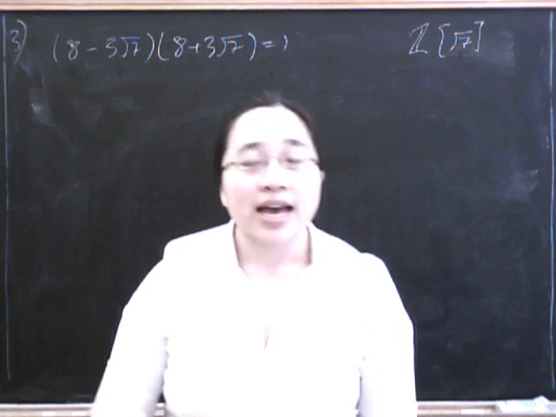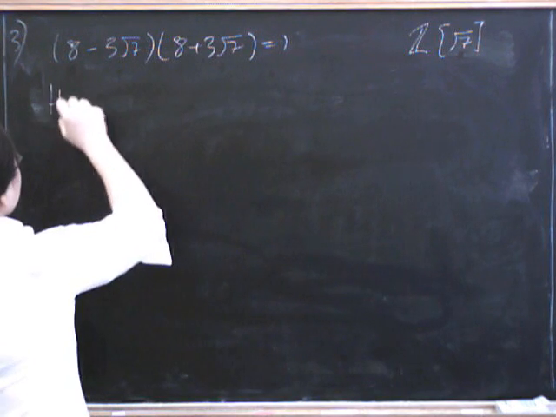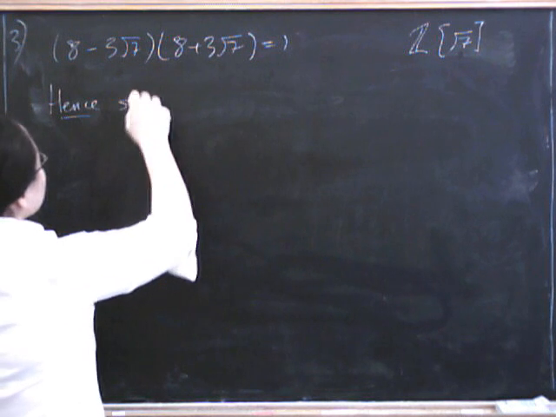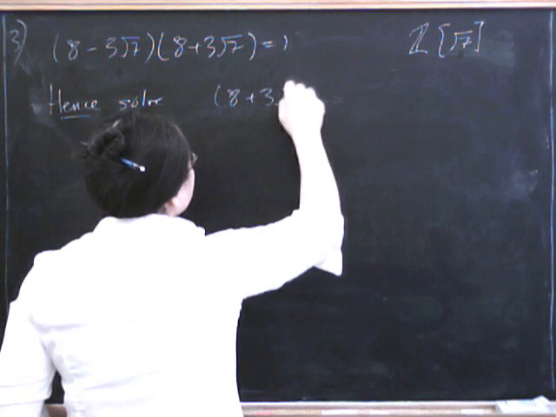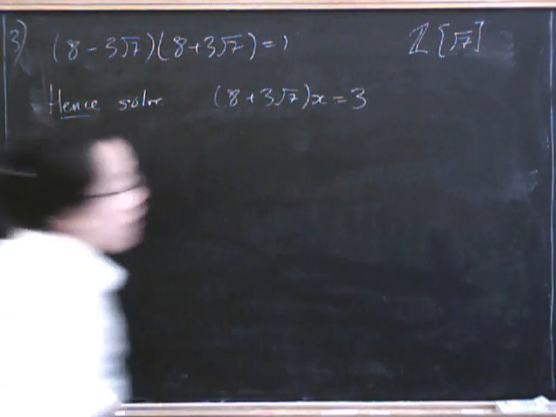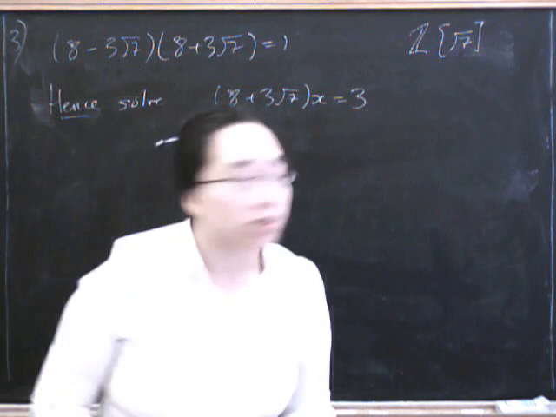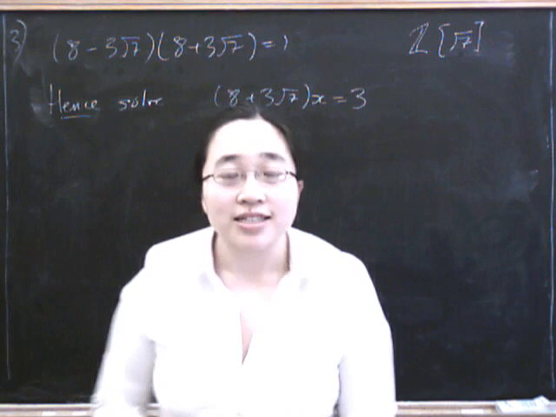And then it said, hence, solve this equation, 8 plus 3 root 7 x equals 3. Now you might think that's not a very difficult equation to solve because you can just divide by that. But I'd like to say 2 things.